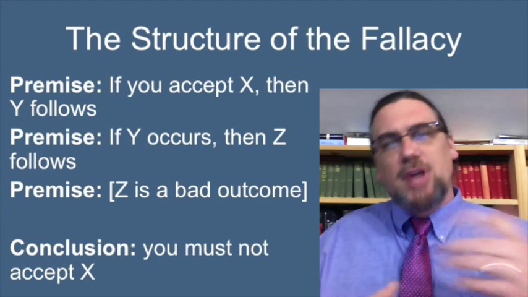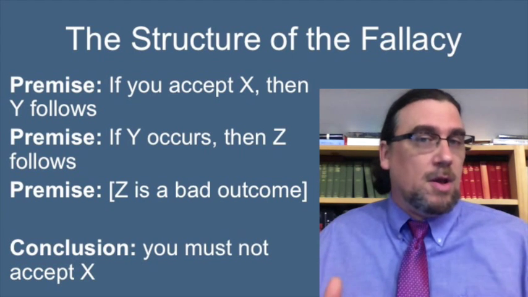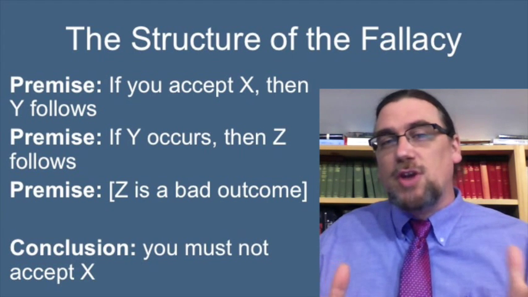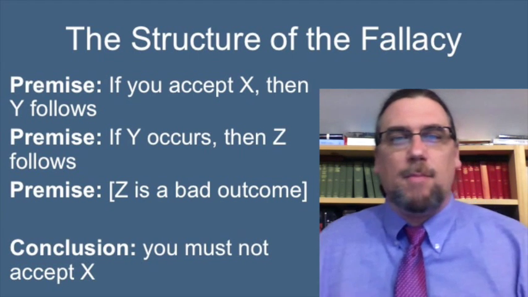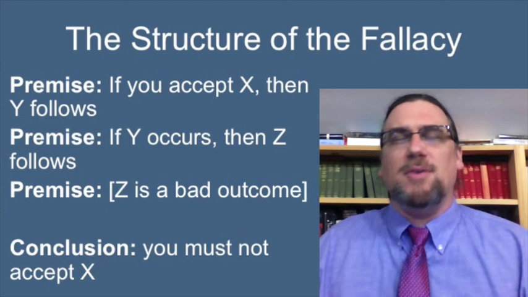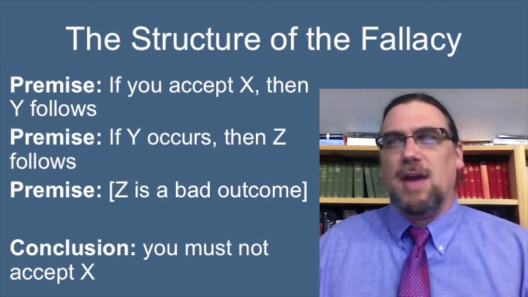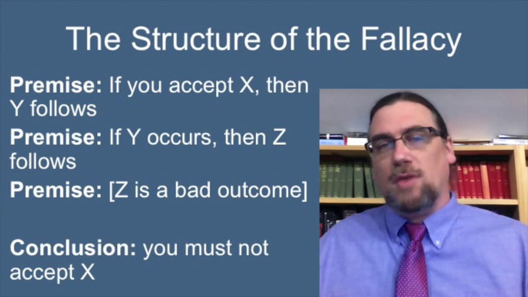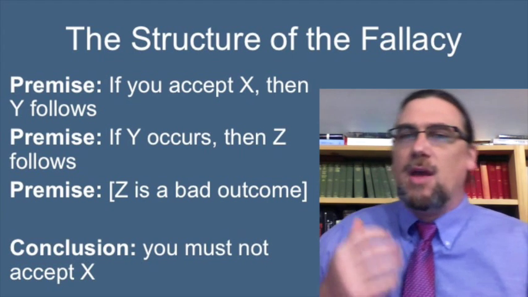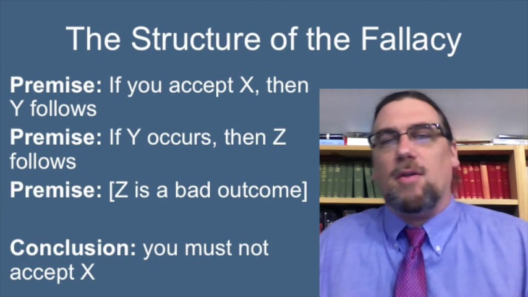And then we have a chain, and you could have more than 2 nodes in the chain, more than 2 if-then statements. You could have a whole link of 20 of them. That's pretty rare that you see it involved to that extent, but you could do that. So the next premise is more or less the same sort of thing. If Y occurs, then Z is going to follow from that.